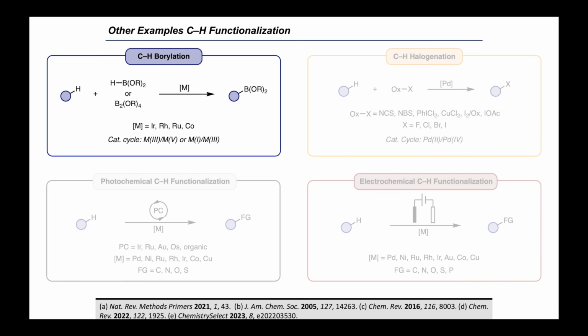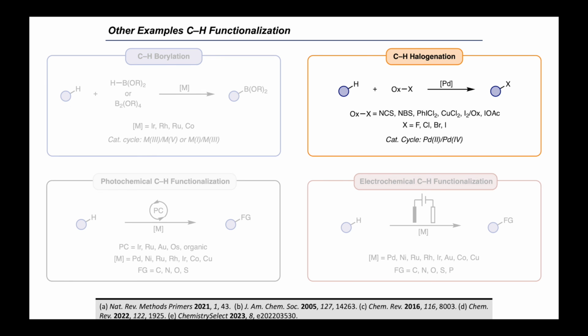Before we conclude this lecture, I will quickly go over some of the other types of C-H functionalization reactions that have been developed, but that I did not have time to go over in more detail. Methods for C-H borylations have been developed for the construction of aryl and alkyl boronic acids and esters, which are highly valuable reagents for cross-coupling reactions. These transformations typically use iridium or rhodium-based catalysts that go through metal 3,5 or metal 1,3 catalytic cycles.